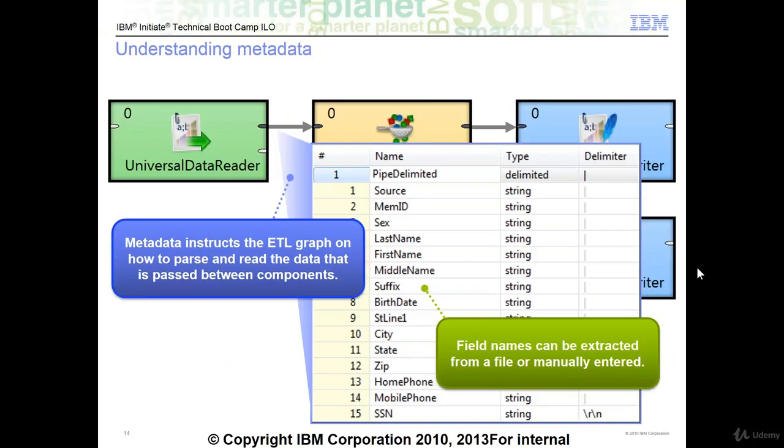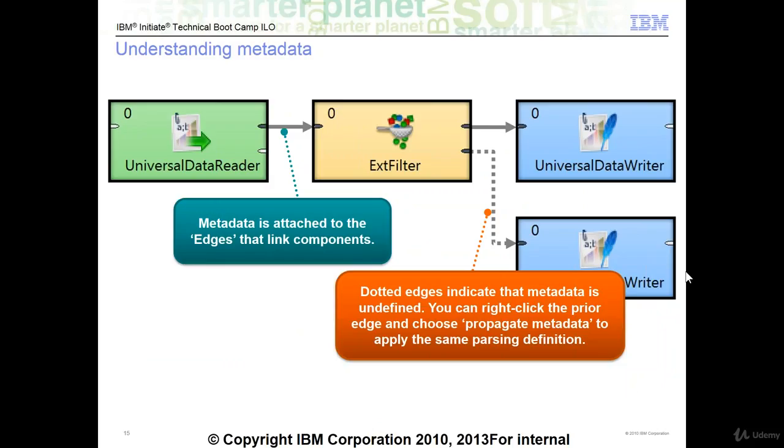For understanding the metadata, which instructs ETL on how to parse and read the data, the field names could be extracted from the file or manually entered. Metadata is attached to edges, and the dotted edges indicate metadata is undefined. Now for the exercise, you can configure the ETL graph according to instructions.